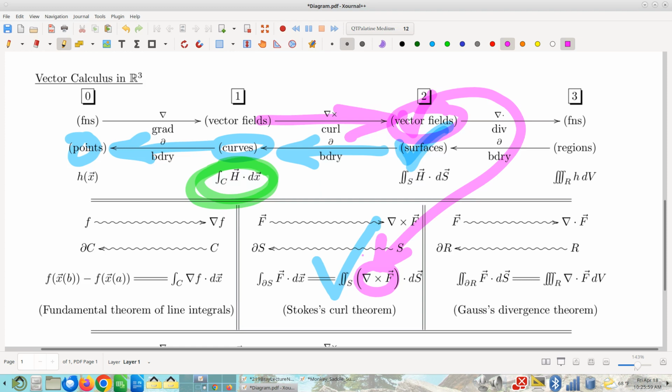Is everybody on board? Everybody following? Notice how the diagram just keeps us organized, keeps us on the right track. Right? I think it's really, really helpful for this.